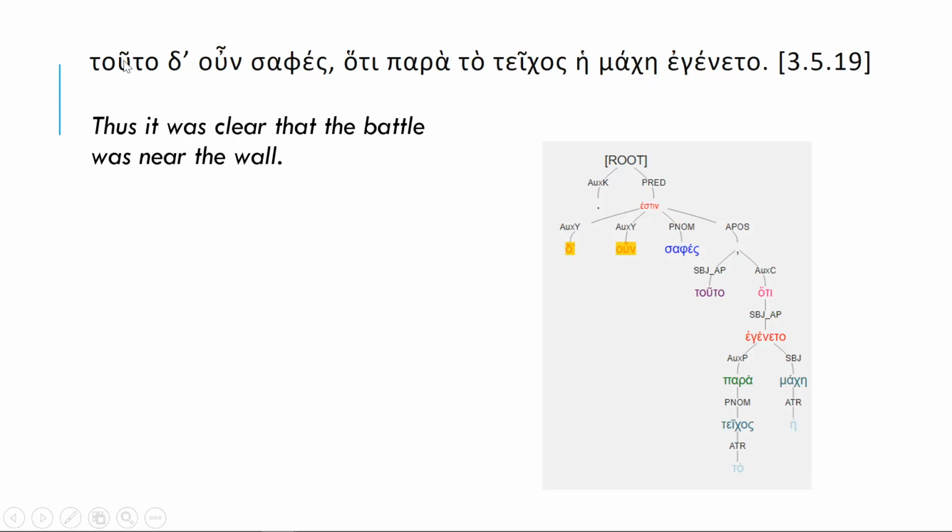So tauta, this, and the hoti clause represent the exact same thing. So I've used the comma as a positive, and they're both the positive. We've had to supply a main verb, estin. So this, the fact that the battle was near the wall, are the same thing, subject of is clear. So this sentence has required a little work, but it tells you it's a construction that you see quite often in Greek, and so I don't want you to be scared away by it. It's pretty straightforward.